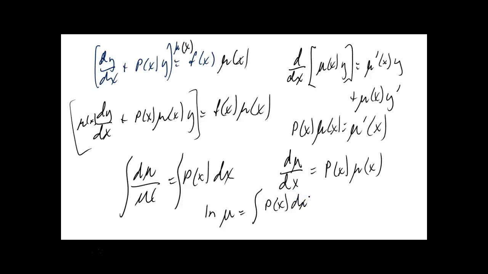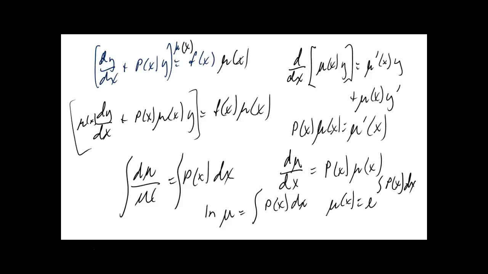Which means that mu of x is equal to e to the integral P of x dx. So that's the mu, that special function. That's the trick we're going to do, is multiply, plug that in to there.